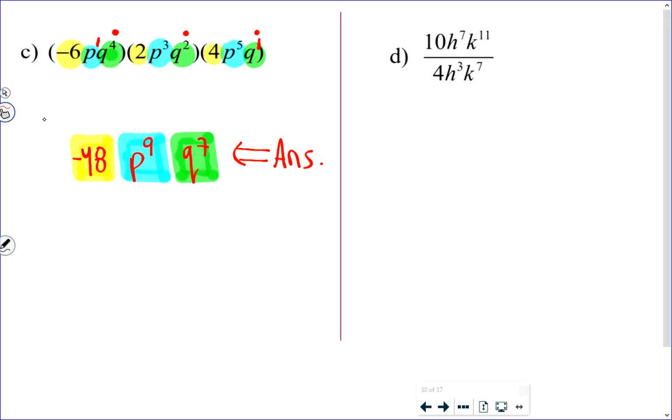-6 times 2 times 4 is -48. We should have p to the 9, and we do. When I add the exponents of q together, I get q to the 7. By the way, this is me double checking things.